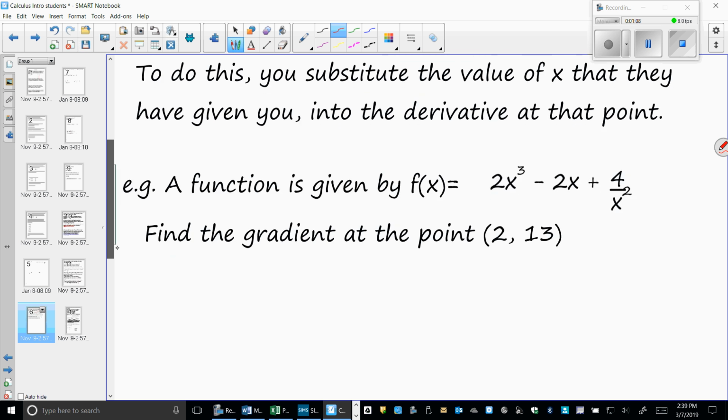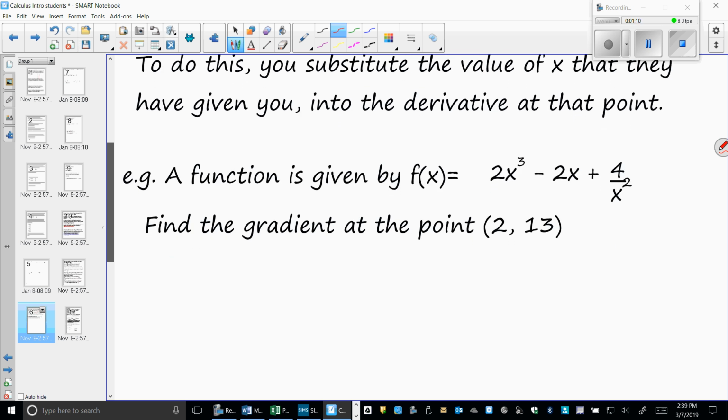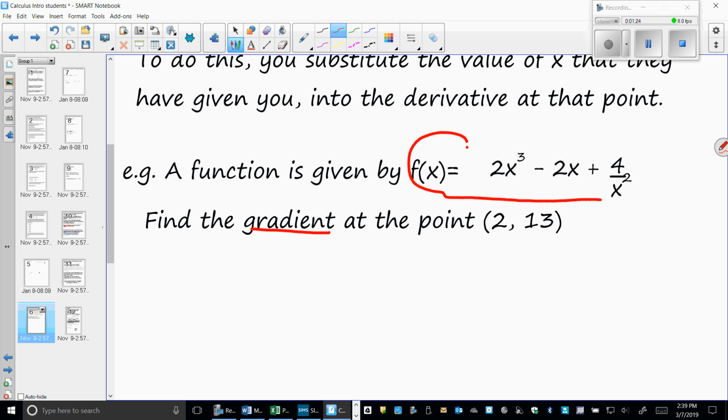So here it says, a function is given by f(x) equals something. Find the gradient at the point (2, 13). So they want the gradient, so what I need to do is differentiate. But I'm looking at this function and thinking, what do I have to do with this first? You've got to get it all into powers, because at the moment I have an x squared on the bottom.